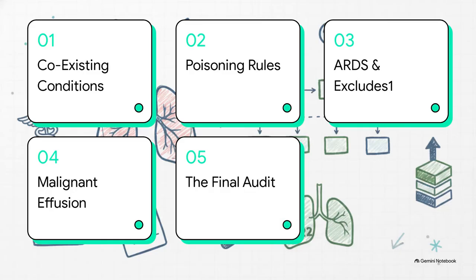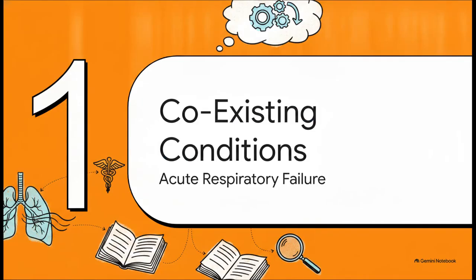Okay, here's our roadmap for this explainer. First, coexisting acute conditions. Second, poisoning and adverse effects. Third, ARDS and Excludes1 rules. Fourth, malignant pleural effusion sequencing. And finally, number 5, the final audit. All right, let's dive into Section 1, Coexisting Acute Conditions.